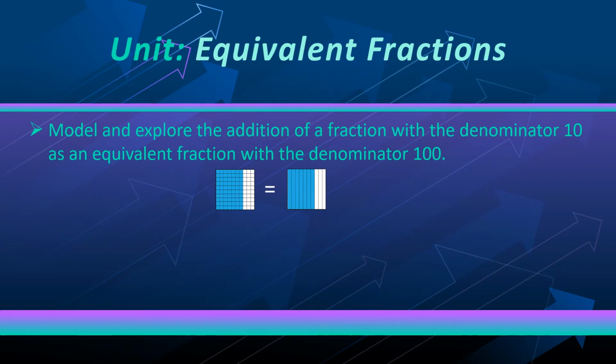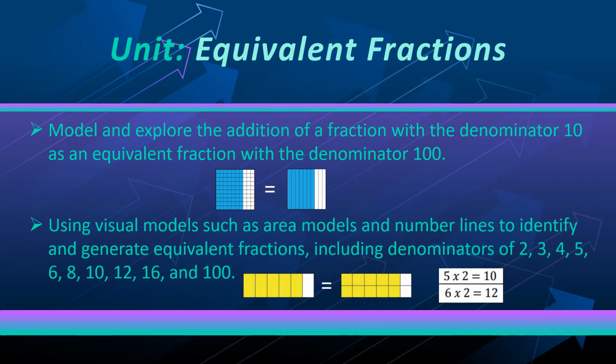Within the equivalent fraction unit, we're going to be modeling and exploring the addition of a fraction with a denominator of 10 as an equivalent fraction with a denominator of 100. You can see that we're going to be using base 10 grid models like you can see on the screen there. We're also going to be using visual models such as area models and number lines to identify and generate equivalent fractions, which includes using multiplication, but using that model so they understand why they're multiplying by a fraction equal to a whole. And we're including denominators of 2, 3, 4, 5, 6, 8, 10, 12, 16, and 100.